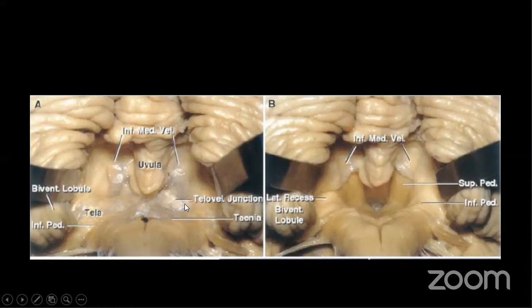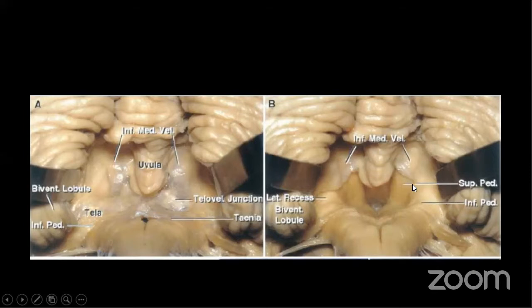And this junction in the lower slope of the roof of fourth ventricle, where inferior medullary velum and tela choroidea meet, is known as the telovelar junction, and it is a very important approach in getting into the fourth ventricular cavity, to remove tumors and such things. So this is basically the telovelar approach.